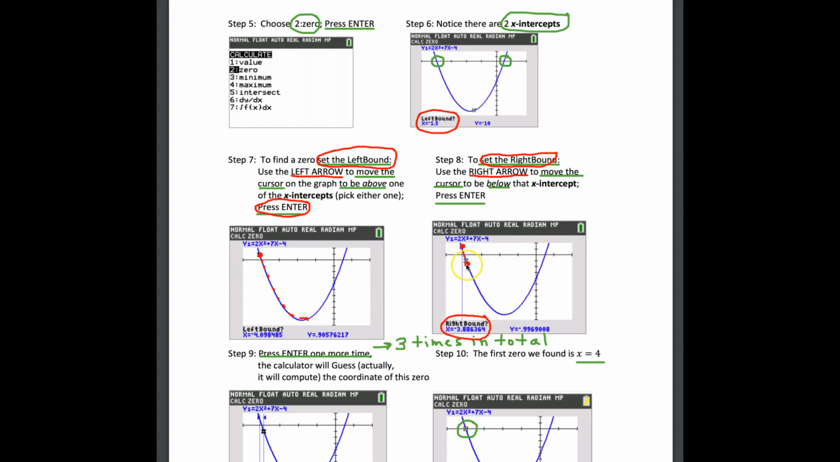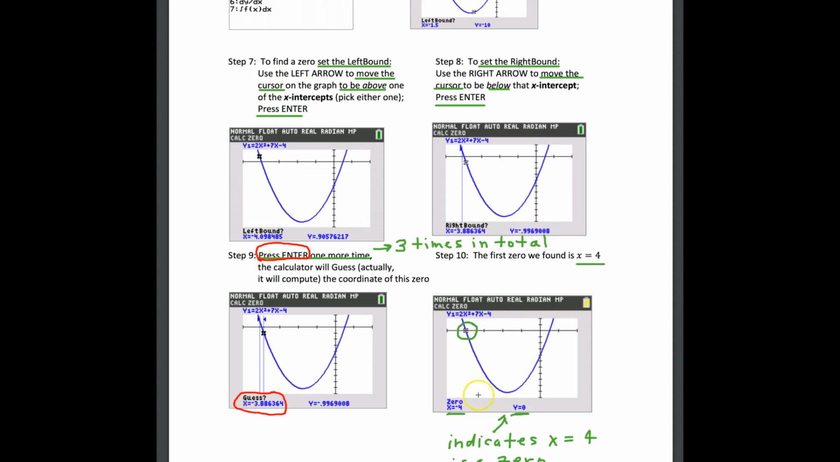Now, after you've determined where that right bound would be, and again, ours might not be exactly the same, it doesn't have to be precise, it's just on one side and the other side of where you think your x-intercept is, you press enter. So after each step, you need to press enter. The calculator will then ask, do you want me to guess it? In this last screen it says guess. To say yes, press enter one more time. So in this case, you're going to be pressing enter a total of 3 times.